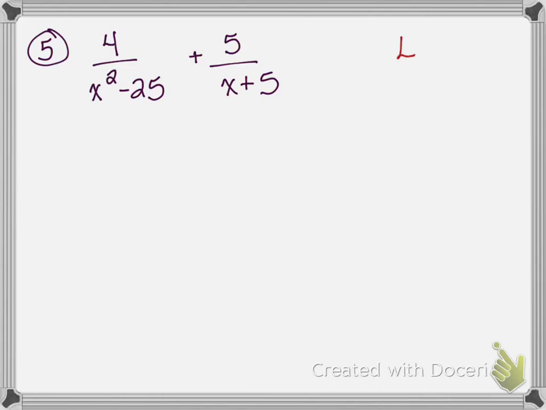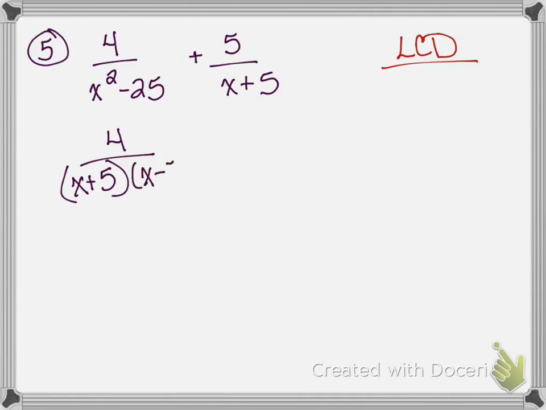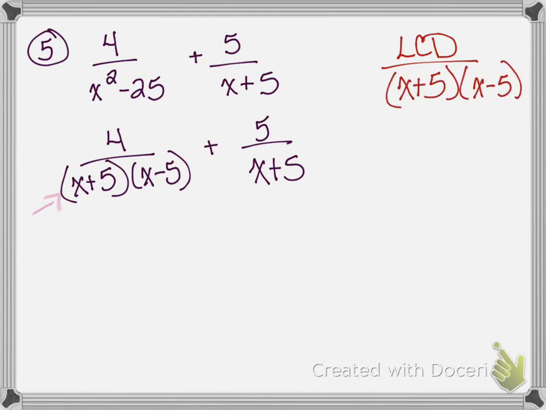Okay, so the first thing that we're going to do is identify what the LCD is. You are going to be better off if you go ahead and factor this x squared minus 25. So I'm going to rewrite this as 4 over x plus 5 times x minus 5. I'm going to start with this one, and write both of those down as part of my LCD. So I've got x plus 5, x minus 5.